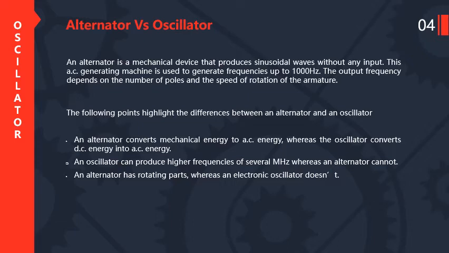An oscillator can produce higher frequency of several megahertz, whereas the alternator cannot. Means alternator जो है वो इतनी मेगाहर्ट्ज में फ्रीक्वेंसी को प्रोड्यूस नहीं कर सकता, बट ऑसिलेटर मेगाहर्ट्ज में फ्रीक्वेंसी को प्रोड्यूस और जनरेट कर सकता है. An alternator has rotating parts, whereas an electronic oscillator doesn't. It means alternator जो होता है वो एक rotating electrical device है जिसमें कि एक रोटेटिंग पार्ट होता है जिसको हम रोटर बोलते हैं, बट ऑसिलेटर सर्किट में कोई भी रोटेटिंग पार्ट नहीं होता, बिकॉज ऑसिलेटर इज अ इलेक्ट्रॉनिक सर्किट और इलेक्ट्रॉनिक डिवाइस.